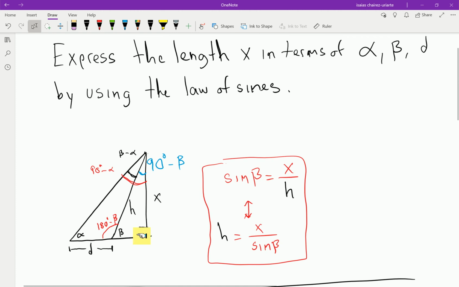Okay, so let's keep on looking at the picture. Let me figure out some angles first. Well, if this angle is beta, then this one in red should be 180 minus beta. That's pretty much the first thing I started by thinking about. I'm like, okay, well, that's 180 minus beta. That's great. How am I going to use that?